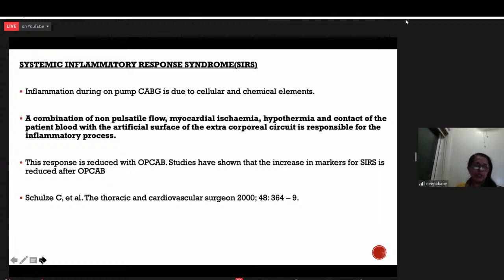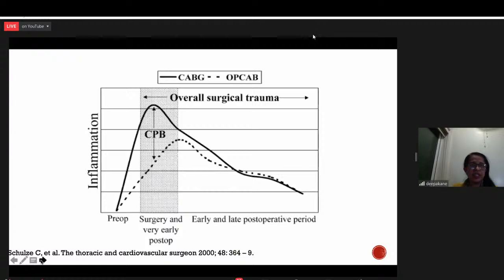Here is a picture showing the overall surgical trauma. The dotted line is the off-pump, and the straight line is the on-pump. The surgical trauma and the inflammation are more in on-pump compared to off-pump.